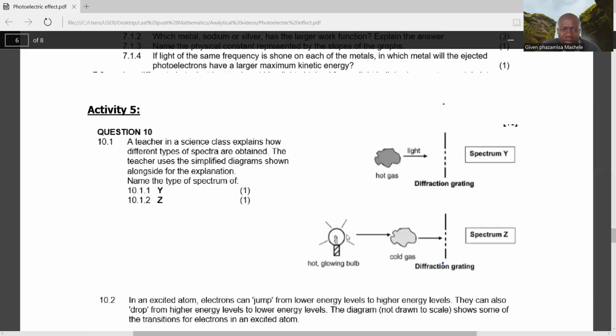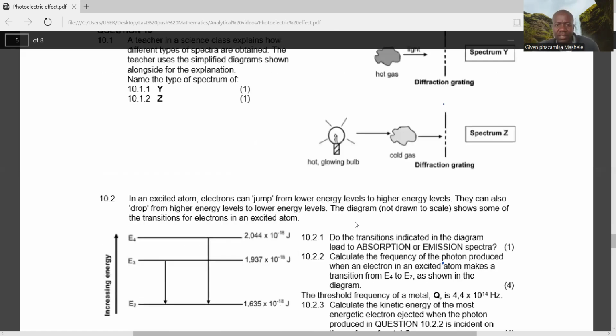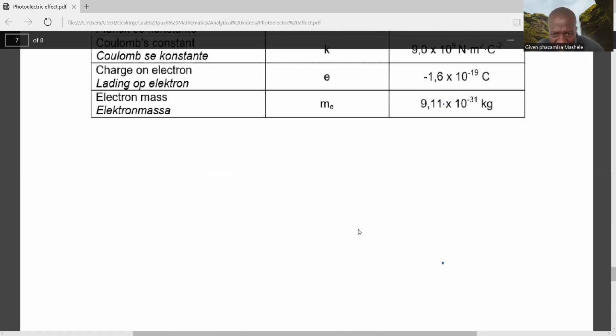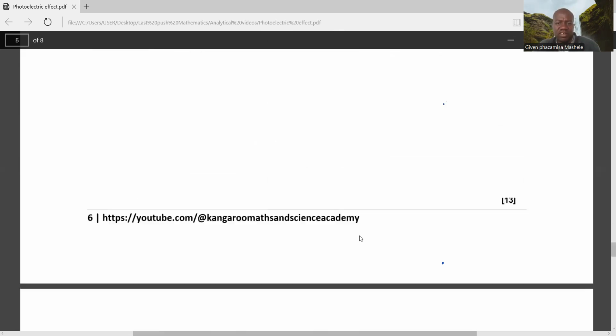All right. Now we're moving to the issue of emission spectrum. I think this will be the last question. Yes, it will be the last question for this session.